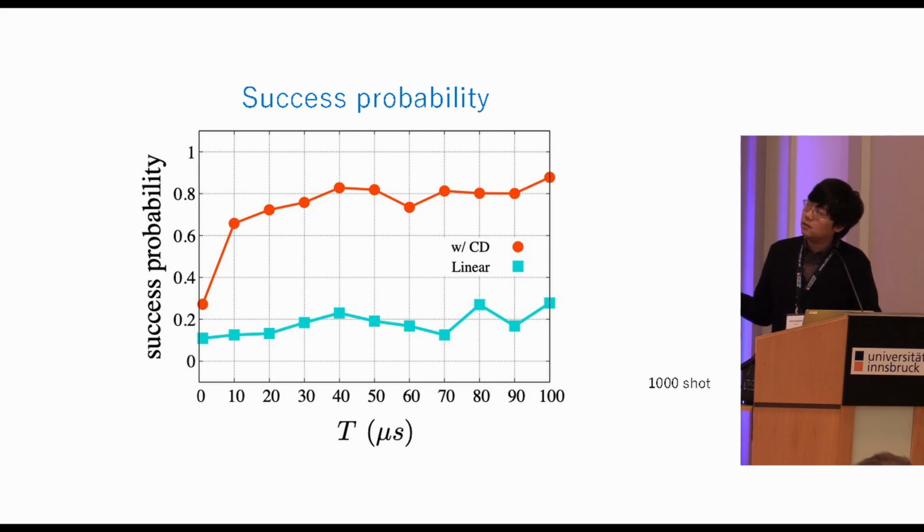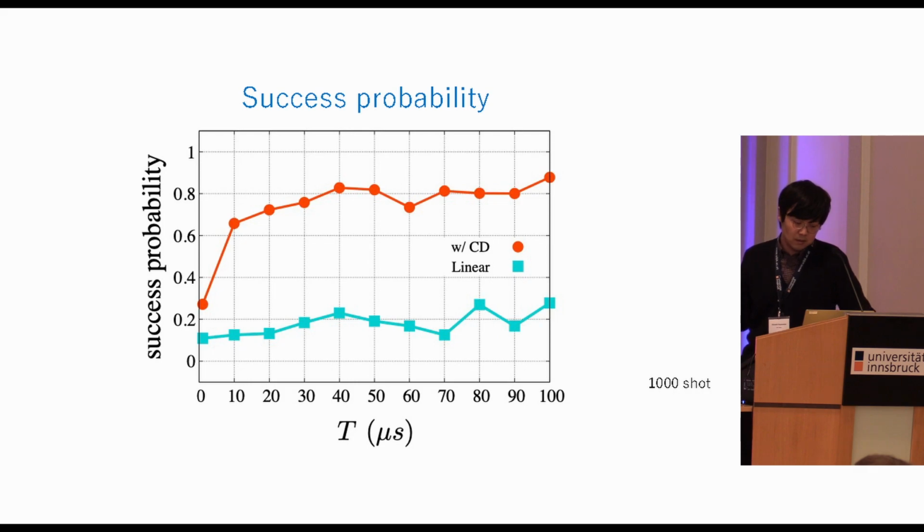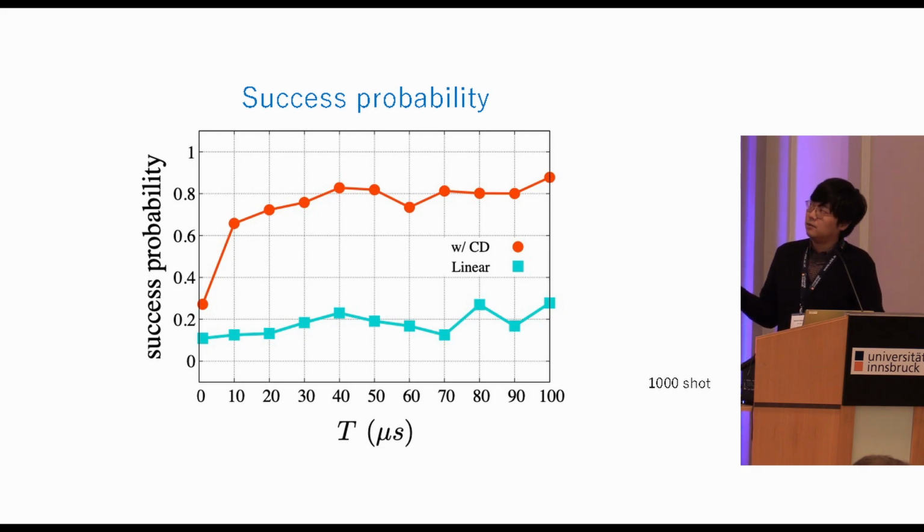This is the result. The red line is a case of mean-field counter-diabatic term, and the blue line is a case of linear schedule. This result shows that success probability becomes higher due to our counter-diabatic term compared to this linear schedule.